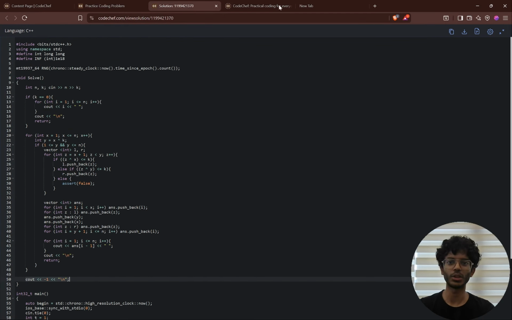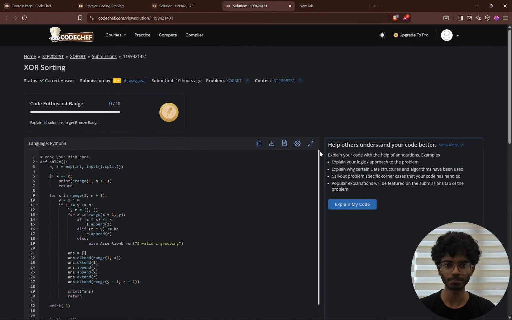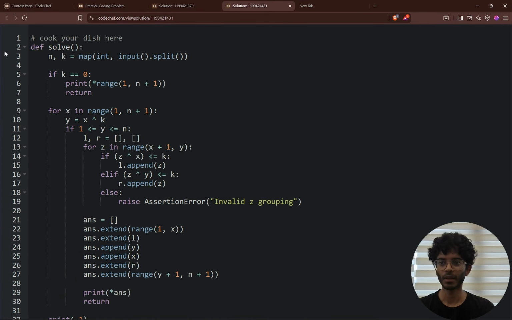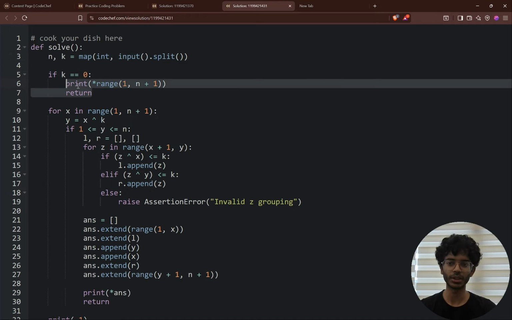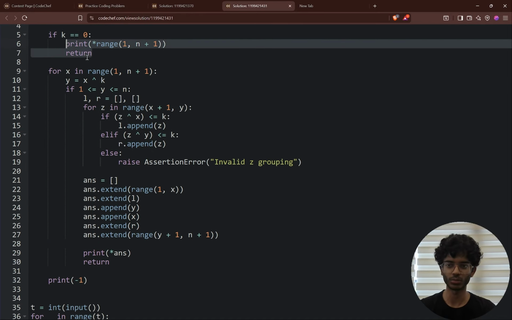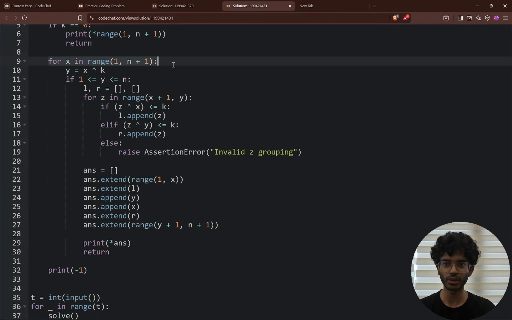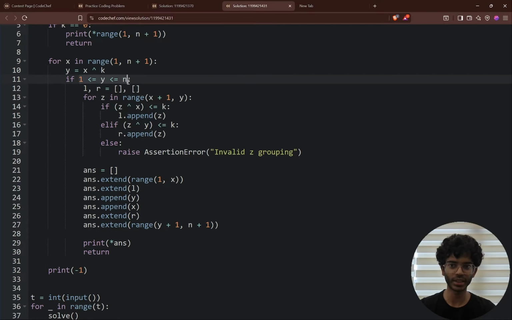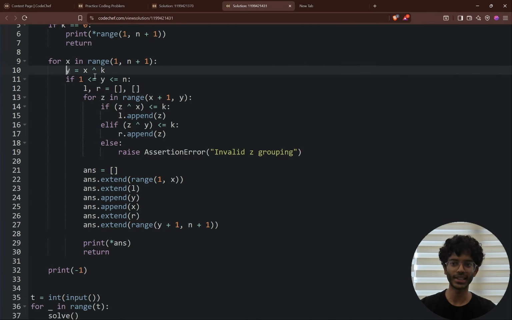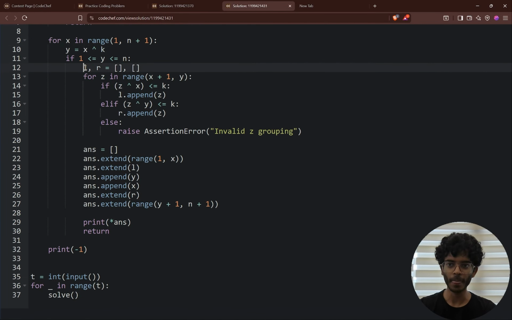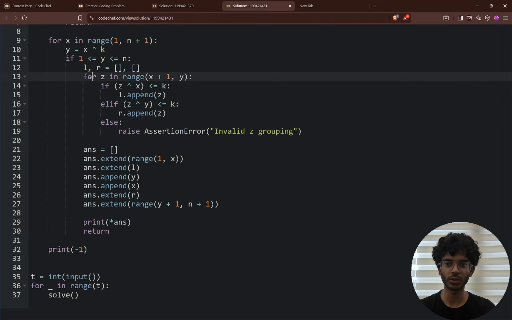Right. Now let us see the solution in Python. So we begin by taking in the input of n, k. If k is 0, we'll just print all the elements from 1 to n. So we're just separately considering this edge case. Now we'll run a loop from 1 to n. We can just find the y to be x XOR k, and if y is in between 1 and n, that means this x, y is a valid pair. We'll define a left and right array. So we'll run a loop from x plus 1 to y minus 1.